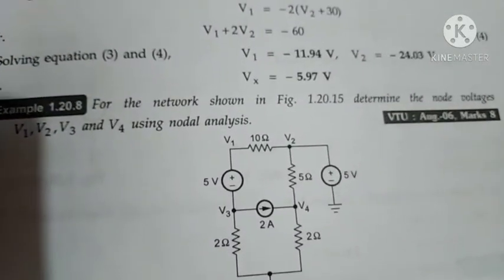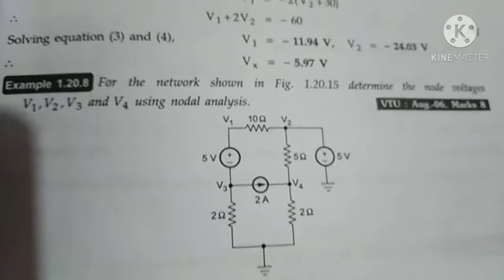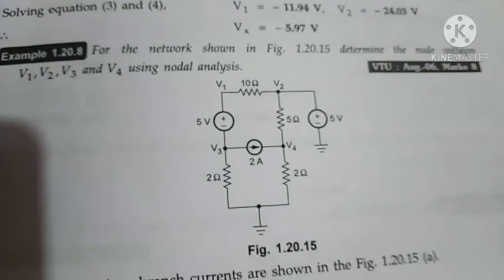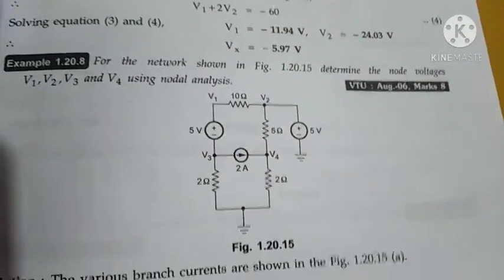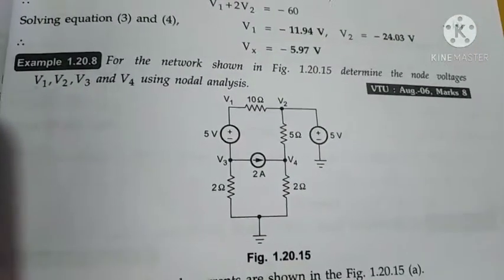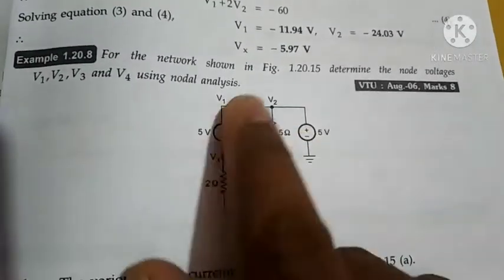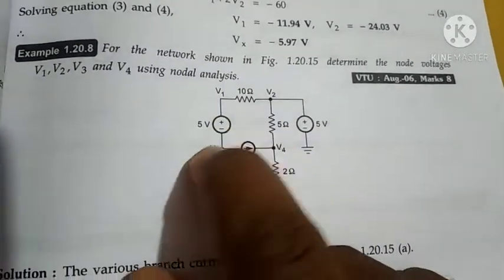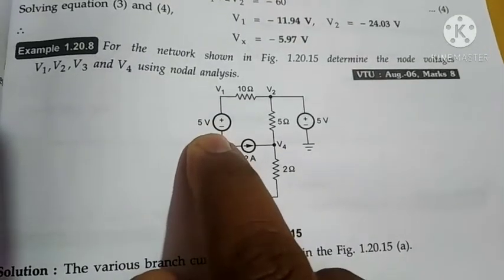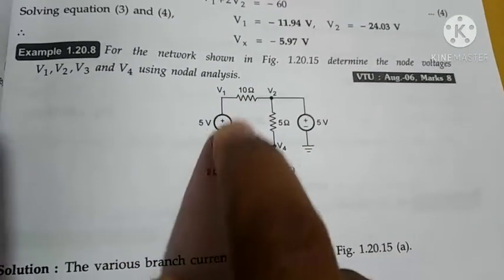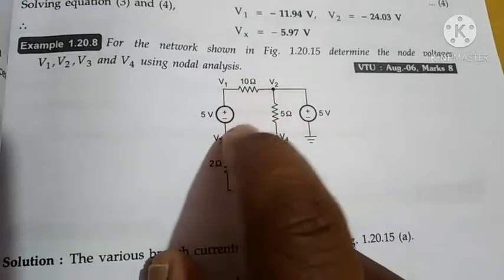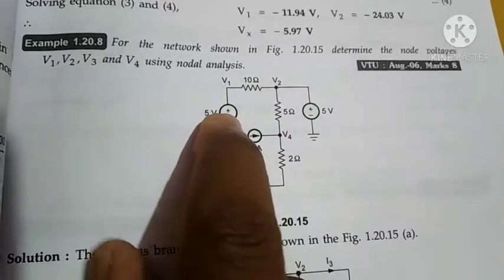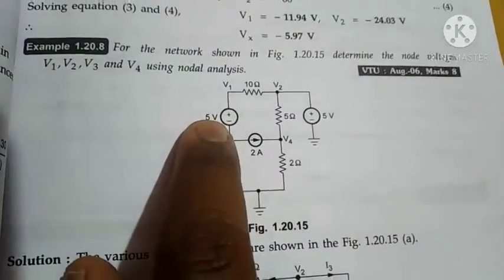For the network shown in the figure, determine the node voltages V1, V2, V3, V4 using node analysis. Here they have given the circuit and they are asking us to calculate the node voltages. They have given the nodes also and the reference node. If we want to apply the node analysis here, you may see that this 5 volt is connected between V1 and V3. So I can write V1 minus V3 is equal to 5 volt. One equation we can get directly from this voltage source.